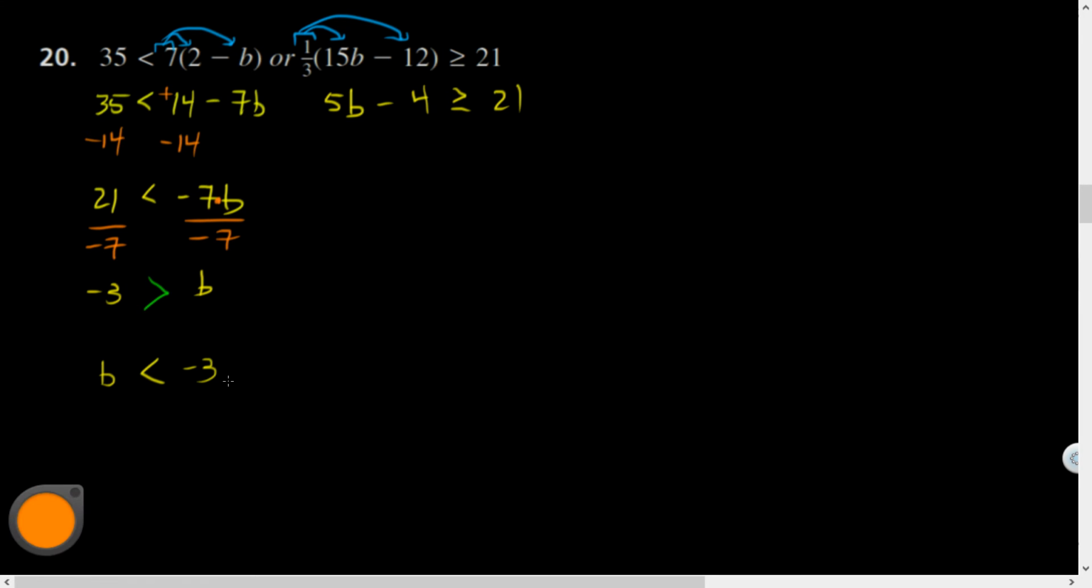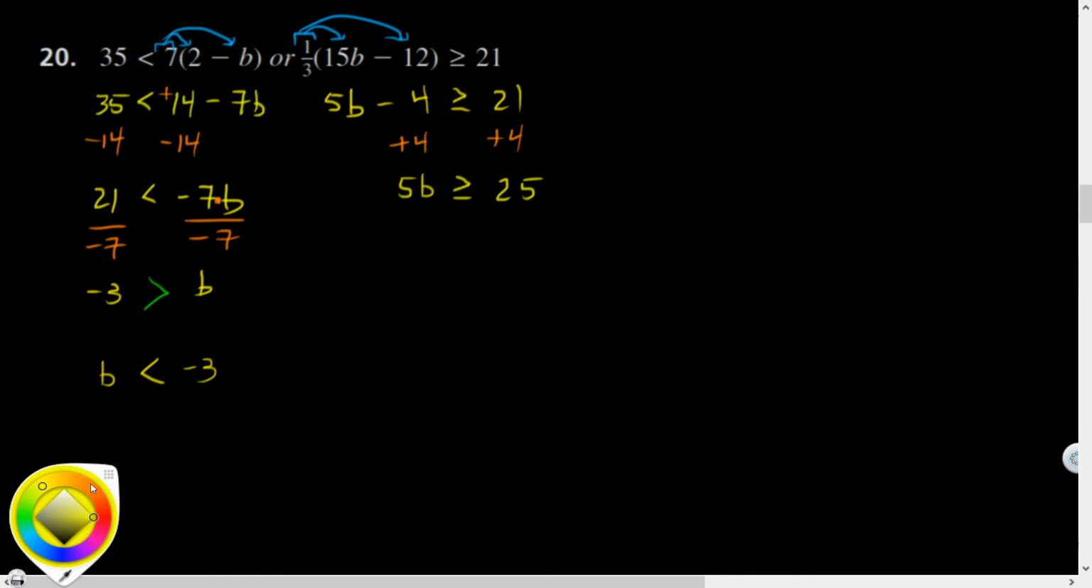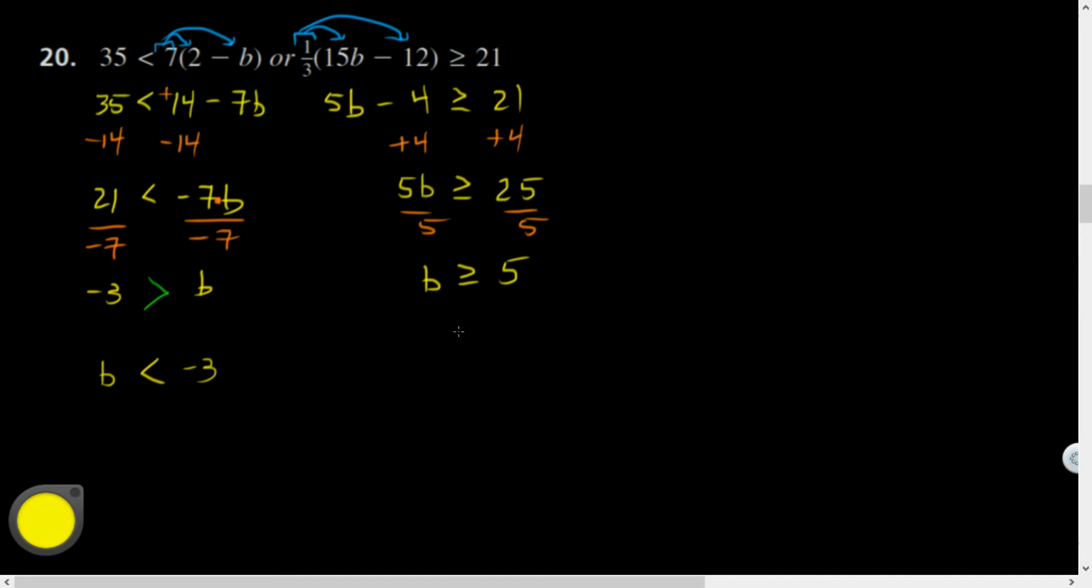Let's see. Whew. Yeah, what do I do? Not just a 21. Both sides. Yep. Divide by 5. And B is greater than or equal to 5. Okay.